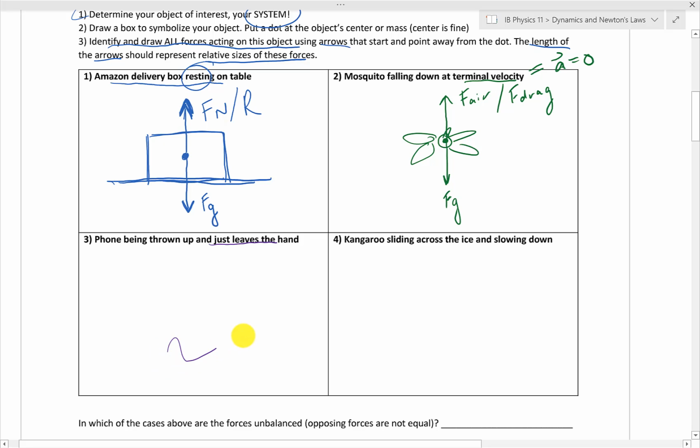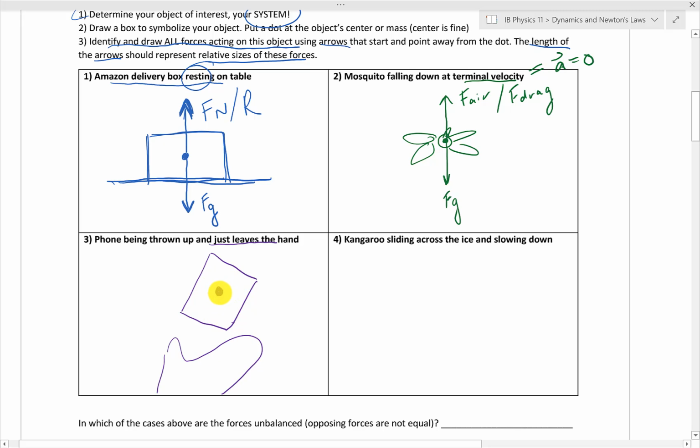So let's draw a hand here. And the phone, well, it just leaves the hand. My phone is the object of interest, so I don't care about the hand really. I just care about the phone. I'm putting a dot here in the middle, and notice it's no longer touching the hand. That's kind of important there.